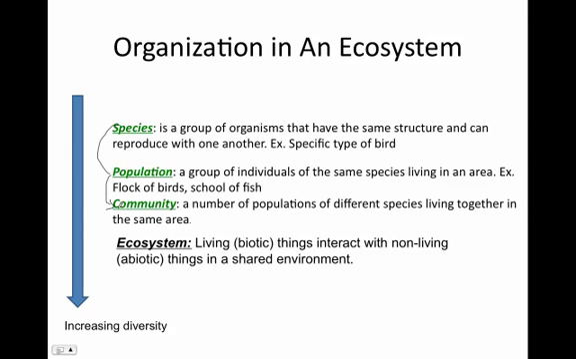If we studied something even more diverse and bigger, that would be the ecosystem, then we would take the community and see how it interacts with non-living. So an ecosystem is living things and how they interact with non-living in a shared environment or area.